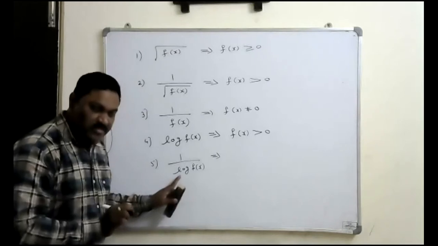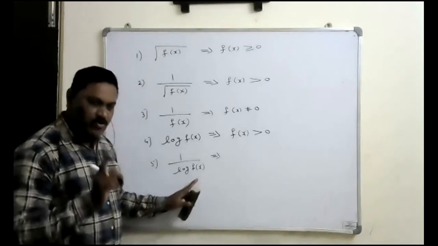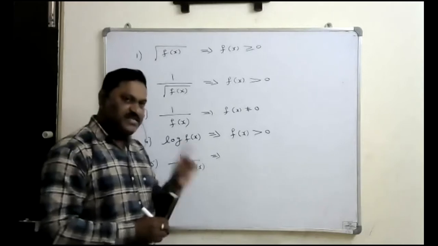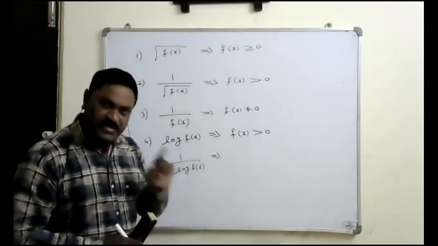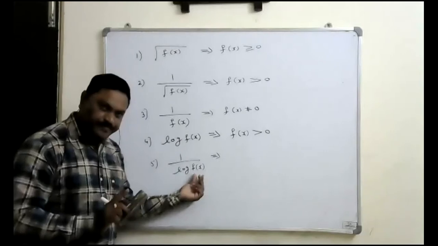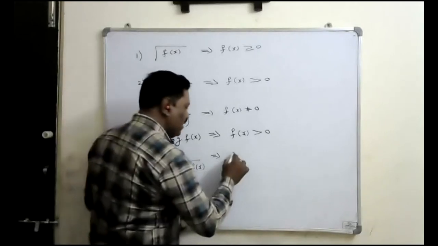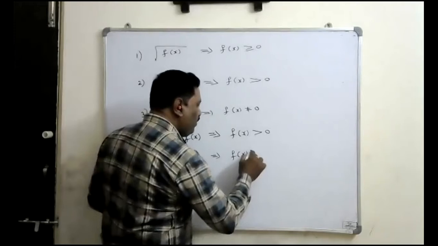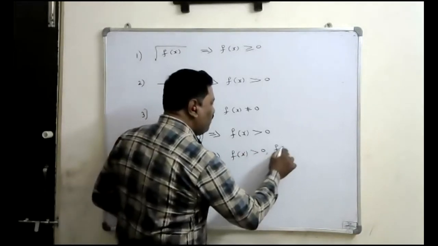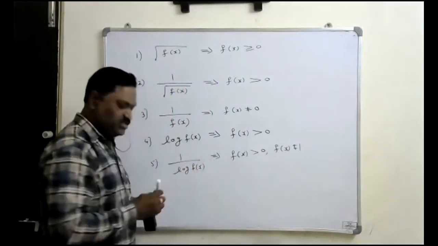So we know that the denominator should not be equal to 0, but we know that log 1 is 0. The value of log 1 is 0. That's why f of x should not be equal to 1 and f of x should be positive. Therefore, the condition is that f of x should be greater than 0 and f of x is not equal to 1. This condition we have to consider.